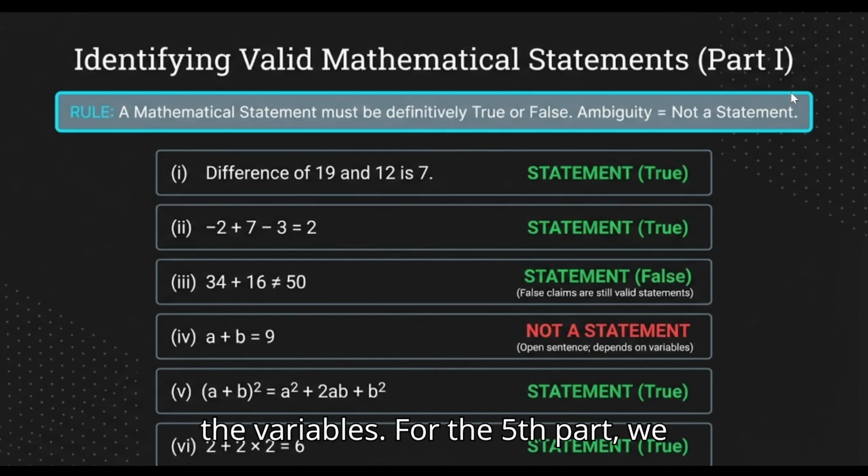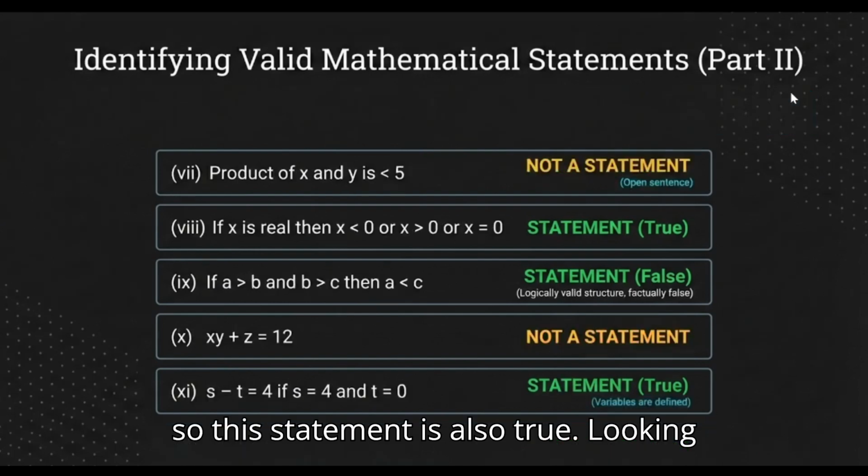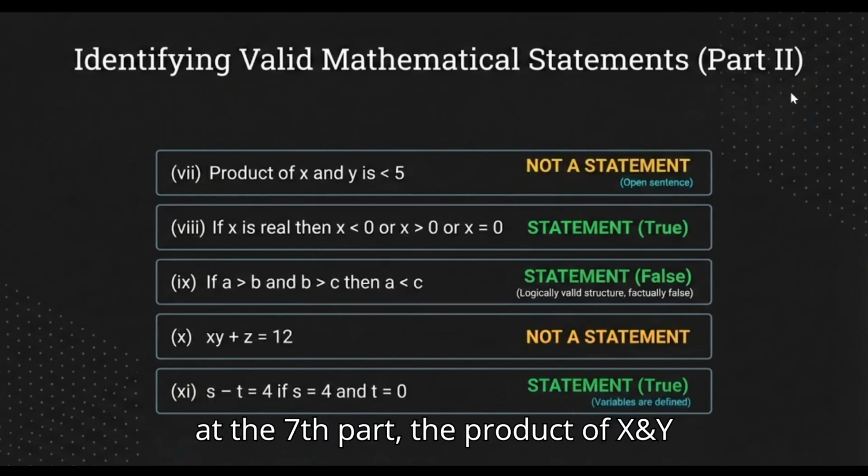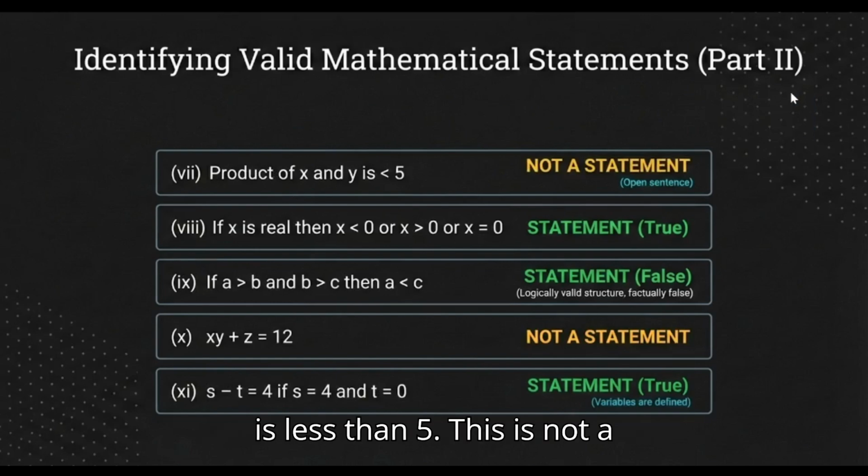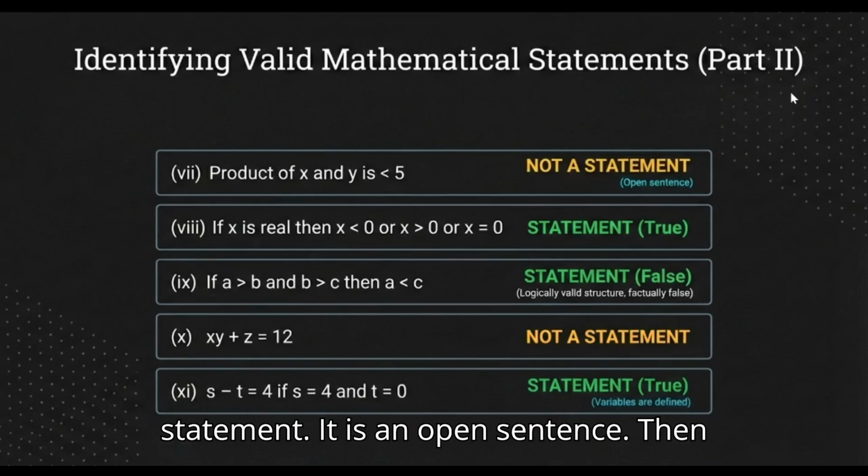For the fifth part, we have an identity, which is a plus b whole square, and that is a square plus 2ab plus b square. So this statement is true. For the sixth part, we have 2 plus 2 into 2 is equal to 6. So this statement is also true. Looking at the seventh part, the product of x and y is less than 5. This is not a statement, it is an open sentence.